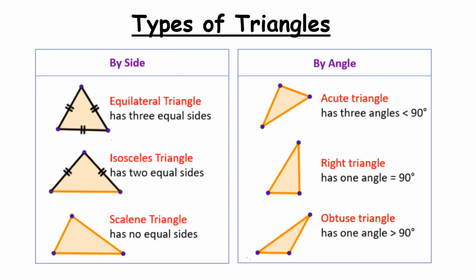So there are a number of types of triangles, and one category of triangles is putting them together based on their sides. So an equilateral triangle has 3 equal sides. An isosceles triangle has 2 equal sides. A scalene triangle has no equal sides.